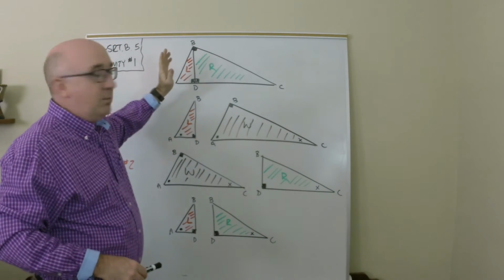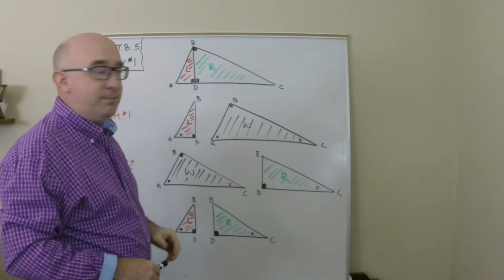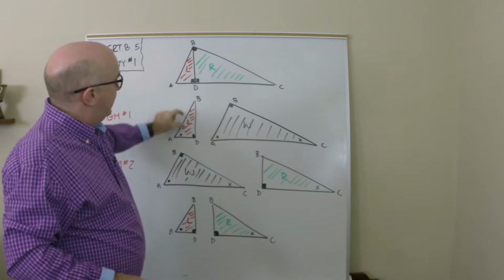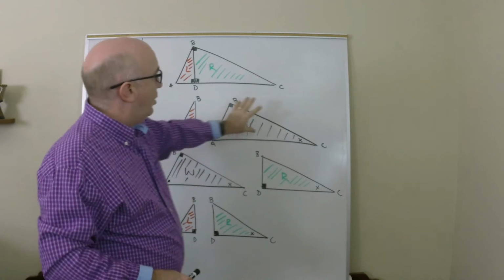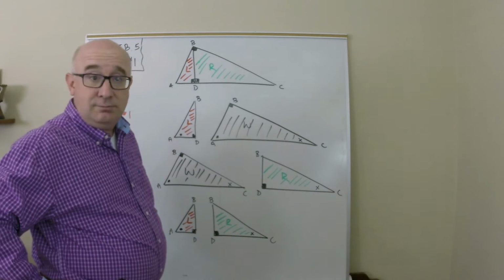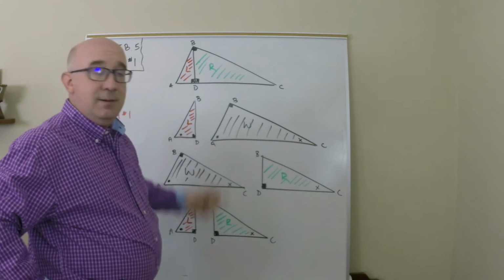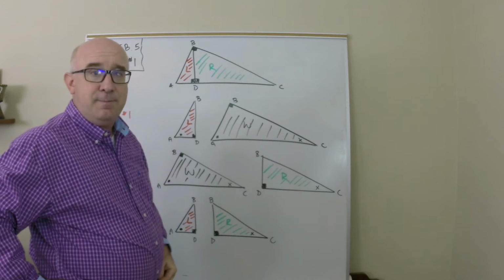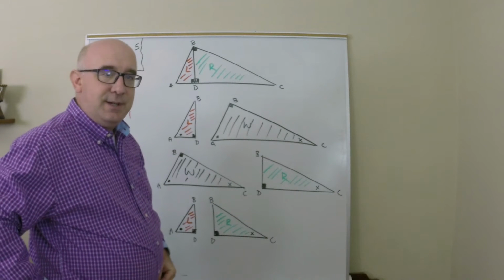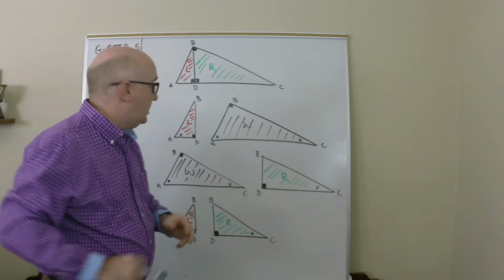I'm going to call the red one the left and the green one the right, and of course the big one the whole one. If I compare the little one on the left to the whole one, I can establish that they must be similar. How? They each have a right angle, and they each share angle A. AA. They're similar. Now watch what happens when you begin to pair up the sides proportionally.